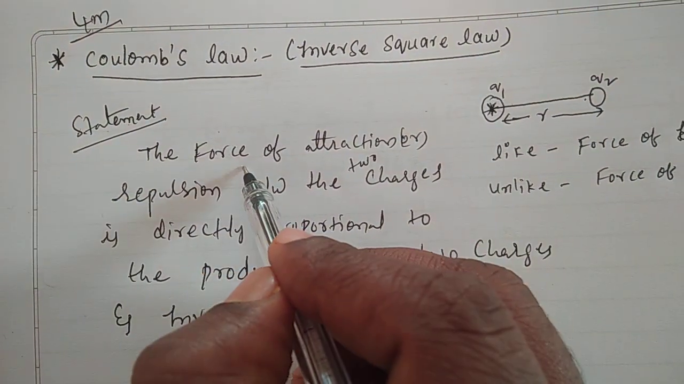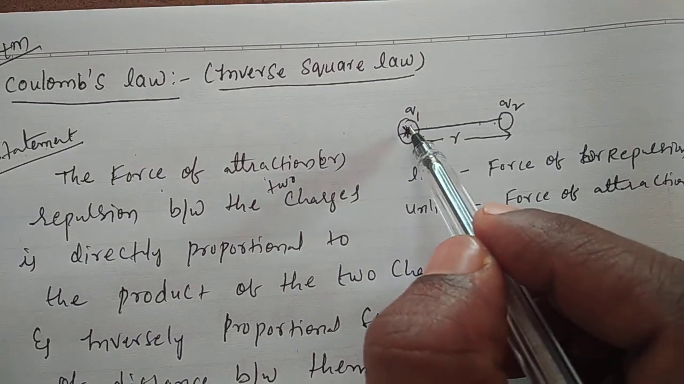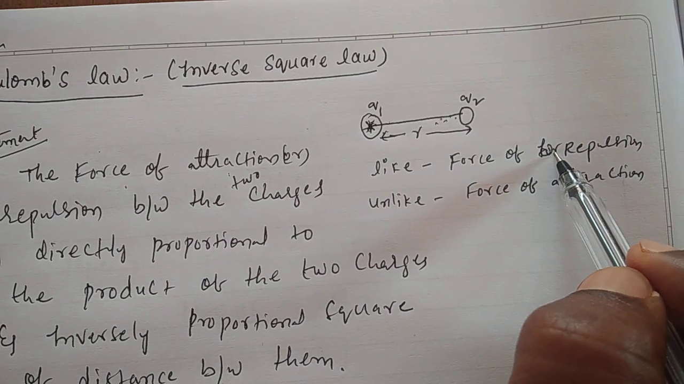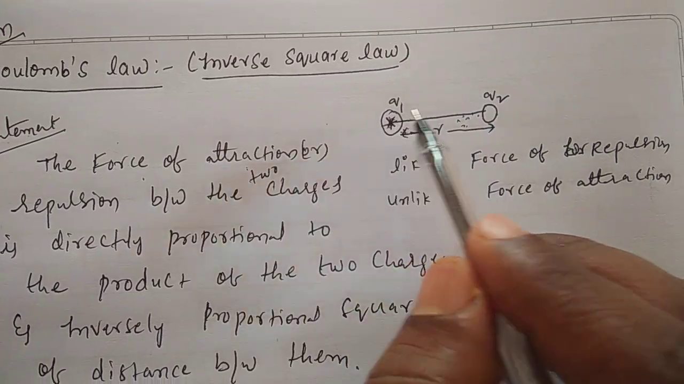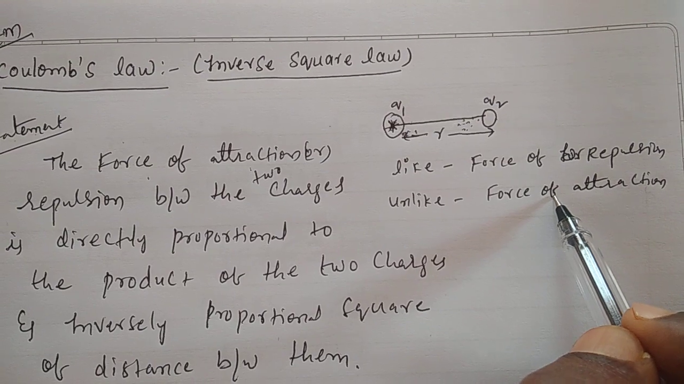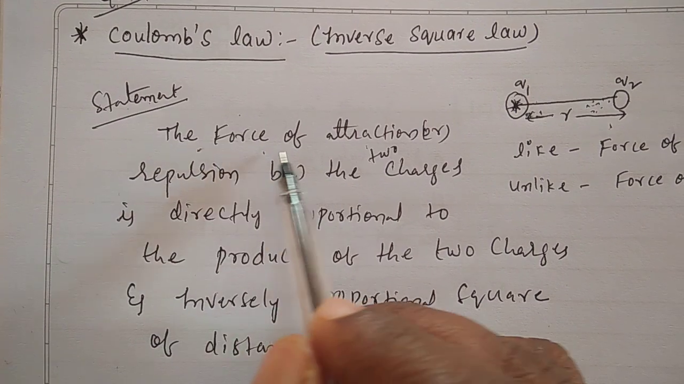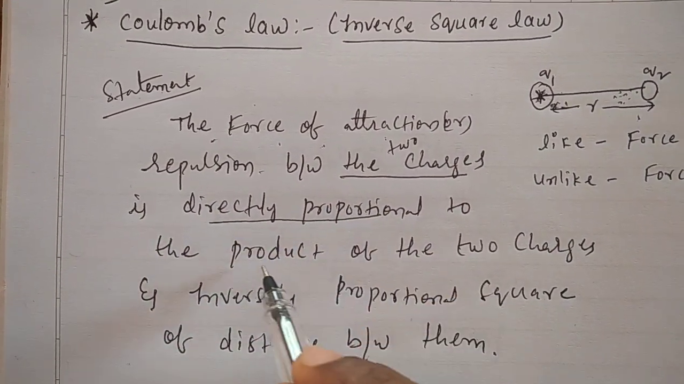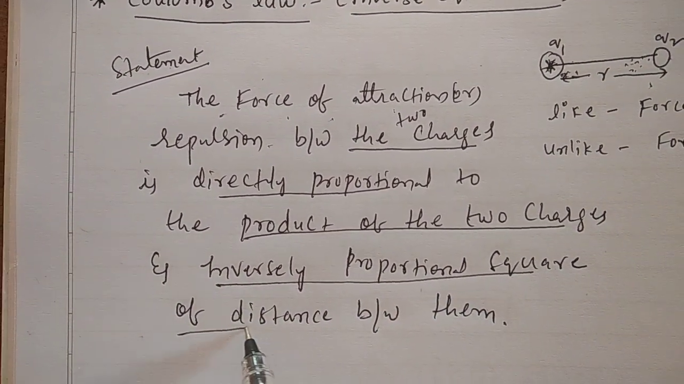Observe the force of attraction or repulsion. Now we take two like charges. The force between the two charges is repulsion. We take two unlike charges, positive-negative or negative-positive. The force of attraction is possible between the two charges. Coulomb says the force of attraction or repulsion between the two charges is directly proportional to the product of the two charges and inversely proportional to the square of the distance between them.